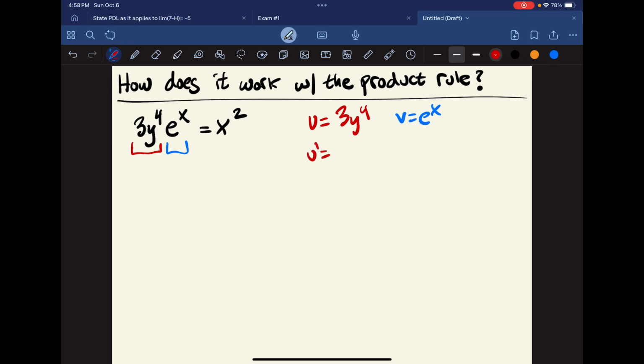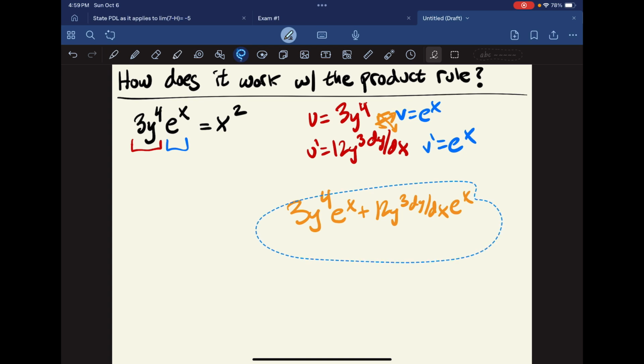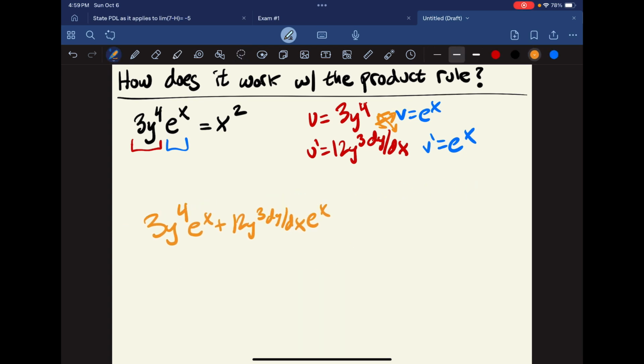The derivative of u is going to be 12y cubed times dy dx, right? Because we just took the derivative of a term with a variable other than x, and then the derivative of e to the x is just e to the x, right? So now we go across. So this becomes 3y to the 4th times e to the x plus 12y cubed dy dx times e to the x. So that's the derivative of the left-hand side of our equal sign. And then the derivative of the right-hand side, derivative of x squared, that's just 2x.